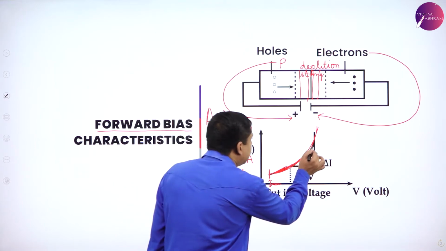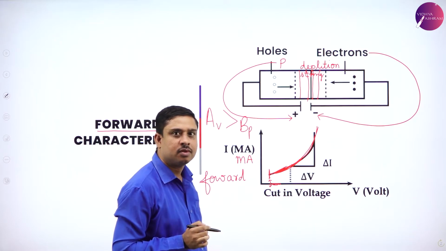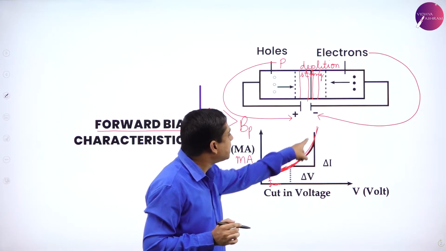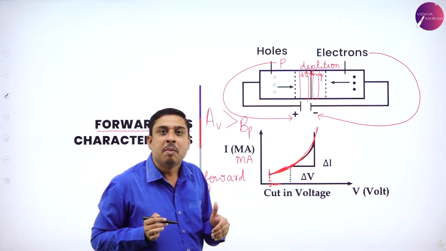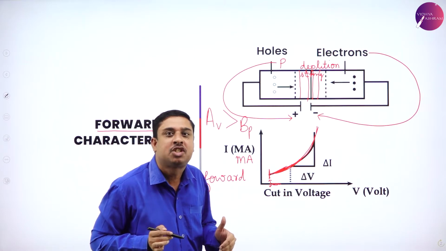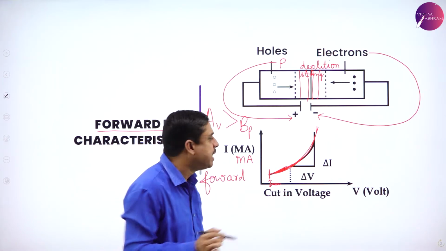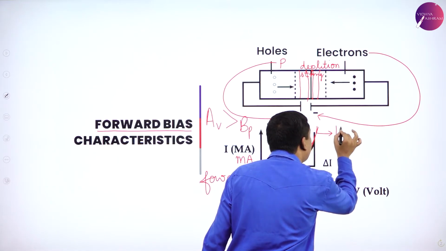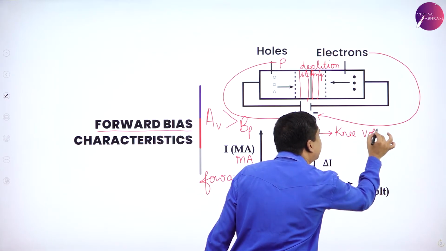And this voltage, where there is a sharp increase in current, the bias voltage for which there is a sharp increase in current, is what we call the knee voltage.